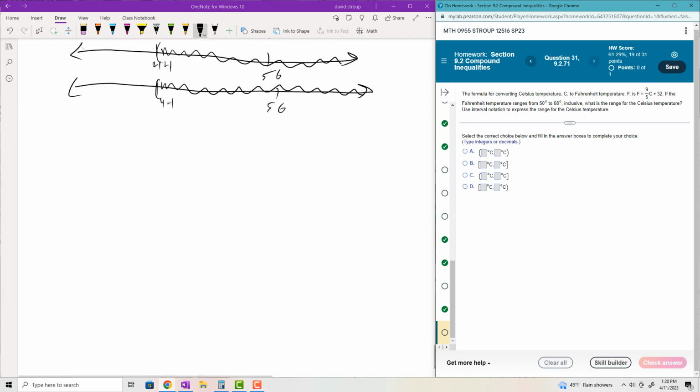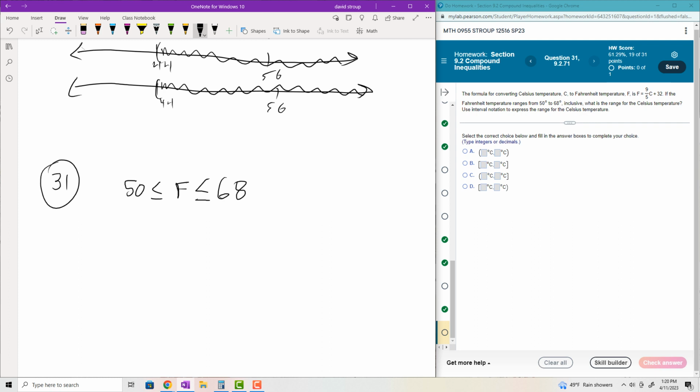Oh, and then this one's converting temperature, so it's going to be a compound inequality for this one. So 31, the formula for converting Celsius to Fahrenheit is F equals 9/5 C plus 32. If the Fahrenheit temperatures range from 50 to 68 inclusive, what is the range for the Celsius? Okay, so the temperature ranges are from 50 to 68 inclusive. So the Fahrenheit value is greater than or equal to 50, that's that word inclusive, and less than or equal to 68.